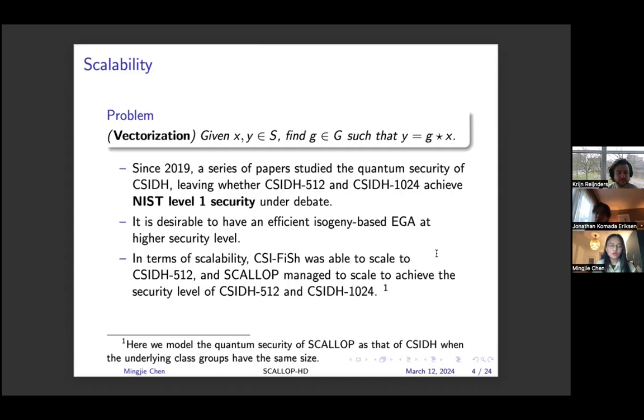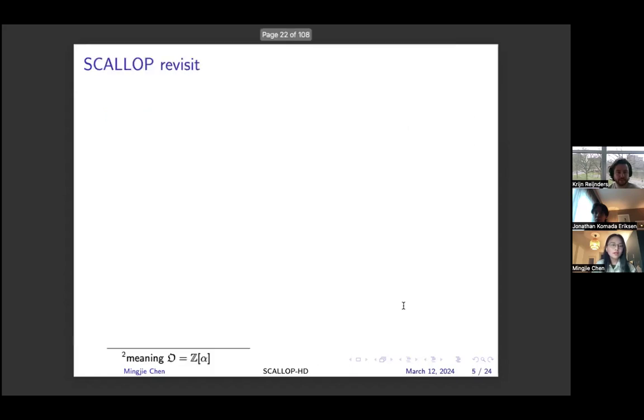and CSIDH-1024. Here is a little remark that we model the quantum security of SCALLOP here as that of CSIDH when the underlying class group has the same size. Since SCALLOP-HD is built on SCALLOP, let's revisit SCALLOP here.